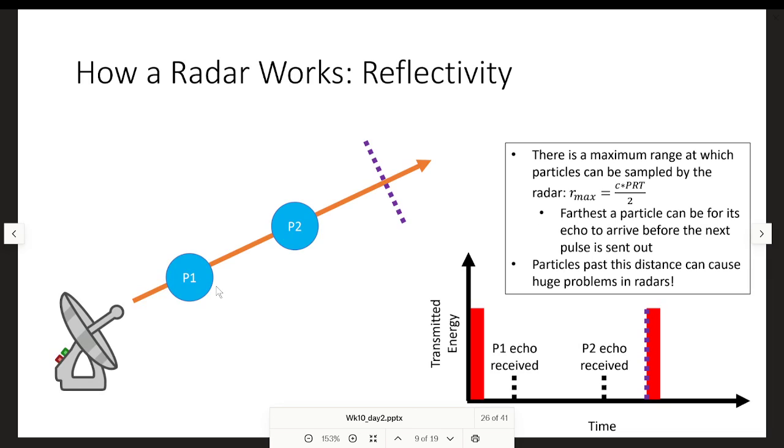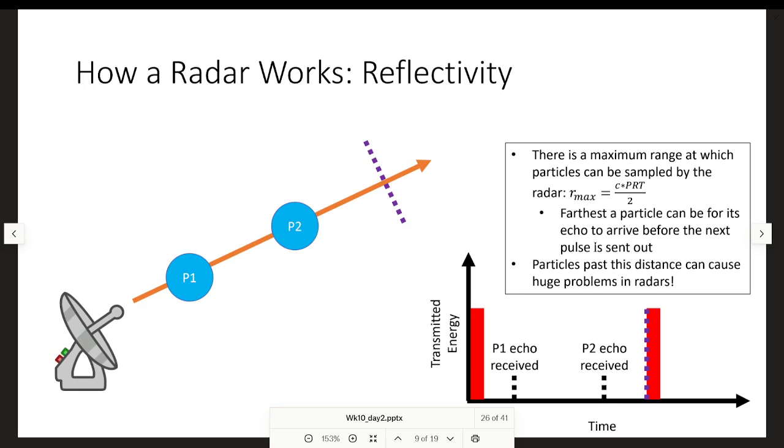There's also a maximum range that particles can be sampled by the radar. Here is the formula for the maximum radius. It's the speed of light times the pulse repetition time over 2. Someone smart came up with that, not me. This is the farthest a particle can be for its echo to arrive before the next pulse is sent out. And particles past this distance can cause huge problems in radars.